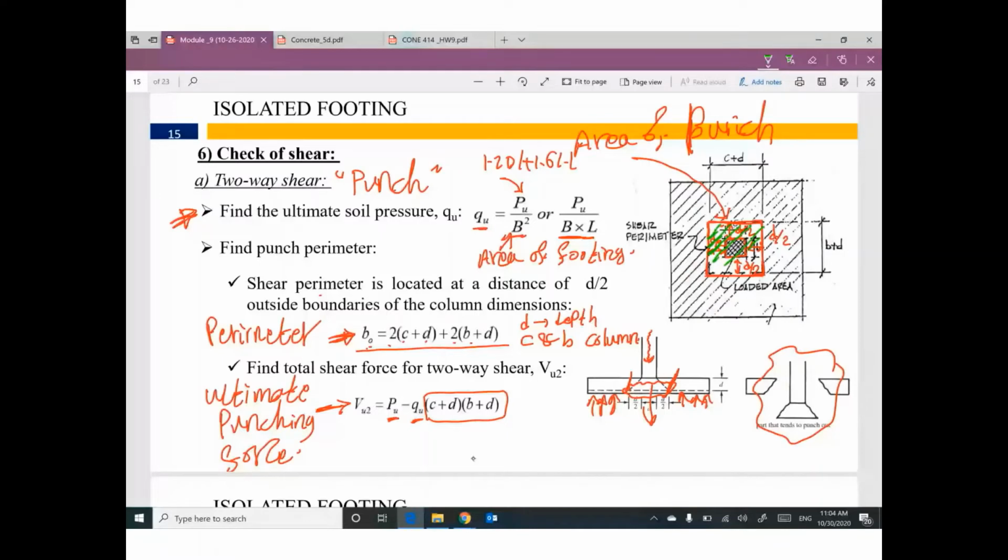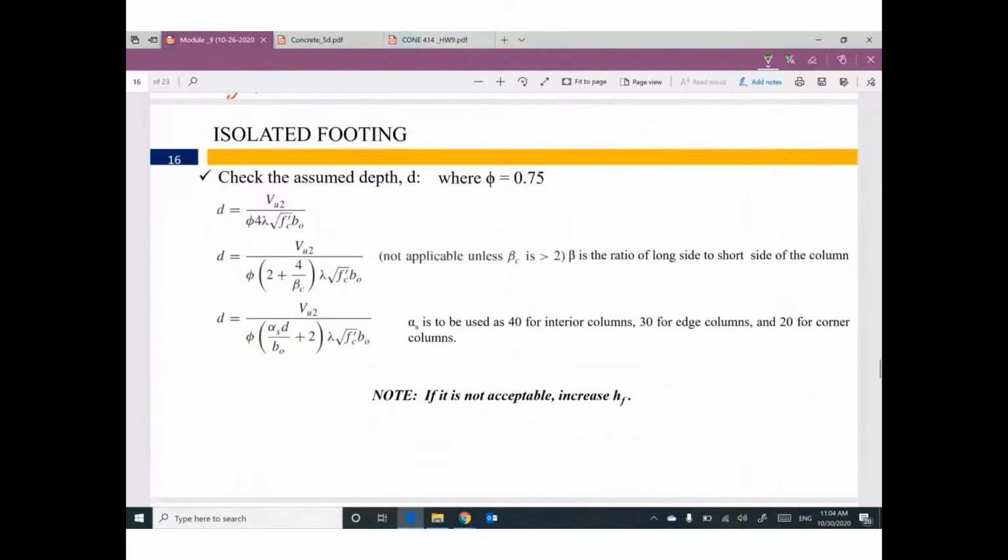So from this step, I figured out the perimeter of this area. Second step, I used the value of this area times Q ultimate minus plus P ultimate, which is the ultimate load. Once you get the ultimate punching force, I need to check the assumed depth.